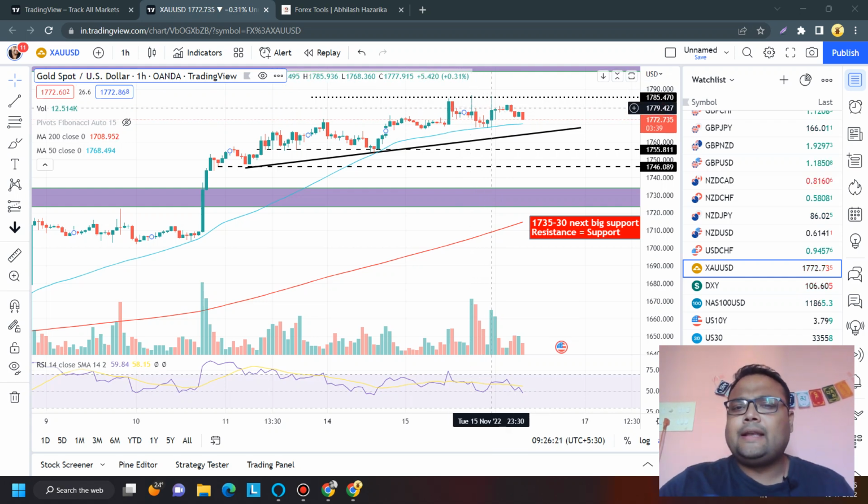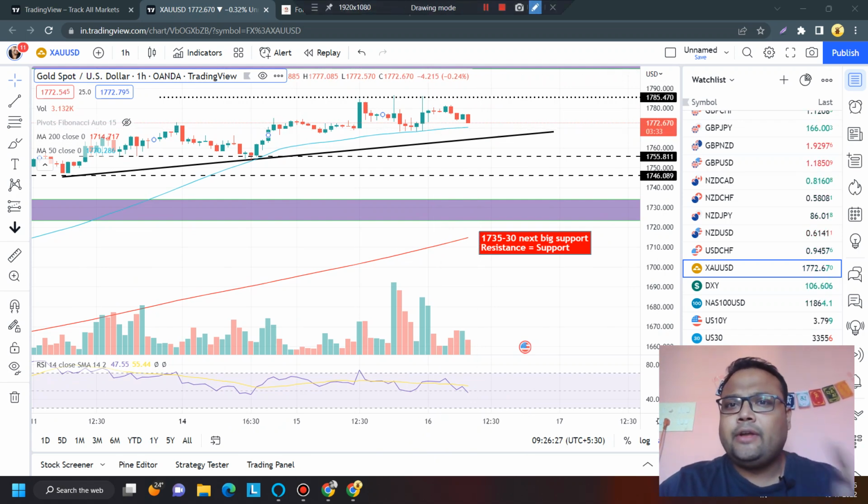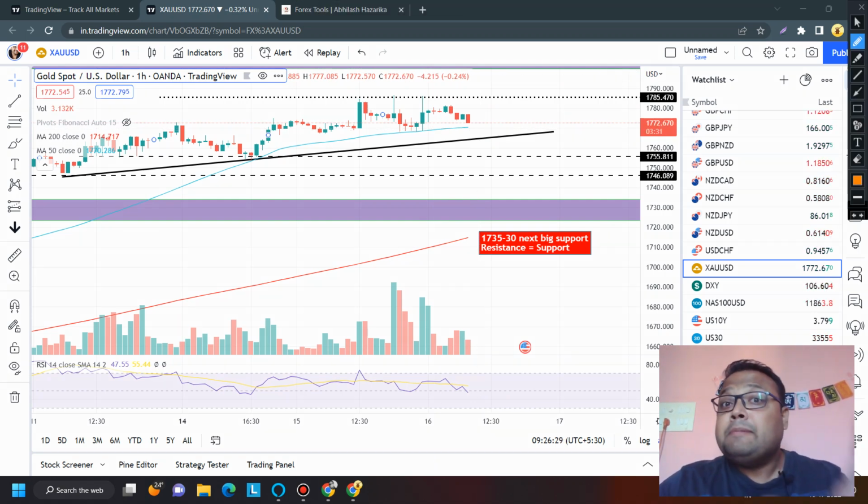But right now the market is trading in a very narrow range, so taking a buy position here is kind of risky. That's why I'm not recommending it. But yes, the trend line may act as support. We are still not sure. So if the market comes down, observe the market around the 1767, 68 level.